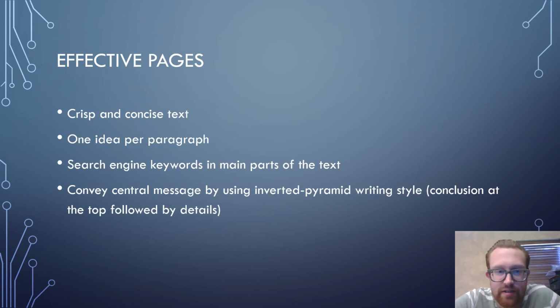To make effective pages, you need to have crisp and concise text, one idea per paragraph, and the search engine keywords in the main parts of the text. You can use what's called the inverted pyramid writing style when you are doing your message. You start with a conclusion. You come right out at the beginning with why people should buy your product, and then you do the details below it. This is so that your pages are effective and so people are going to spend some time on them. Again, less is more here. The less you have, the better off you are.